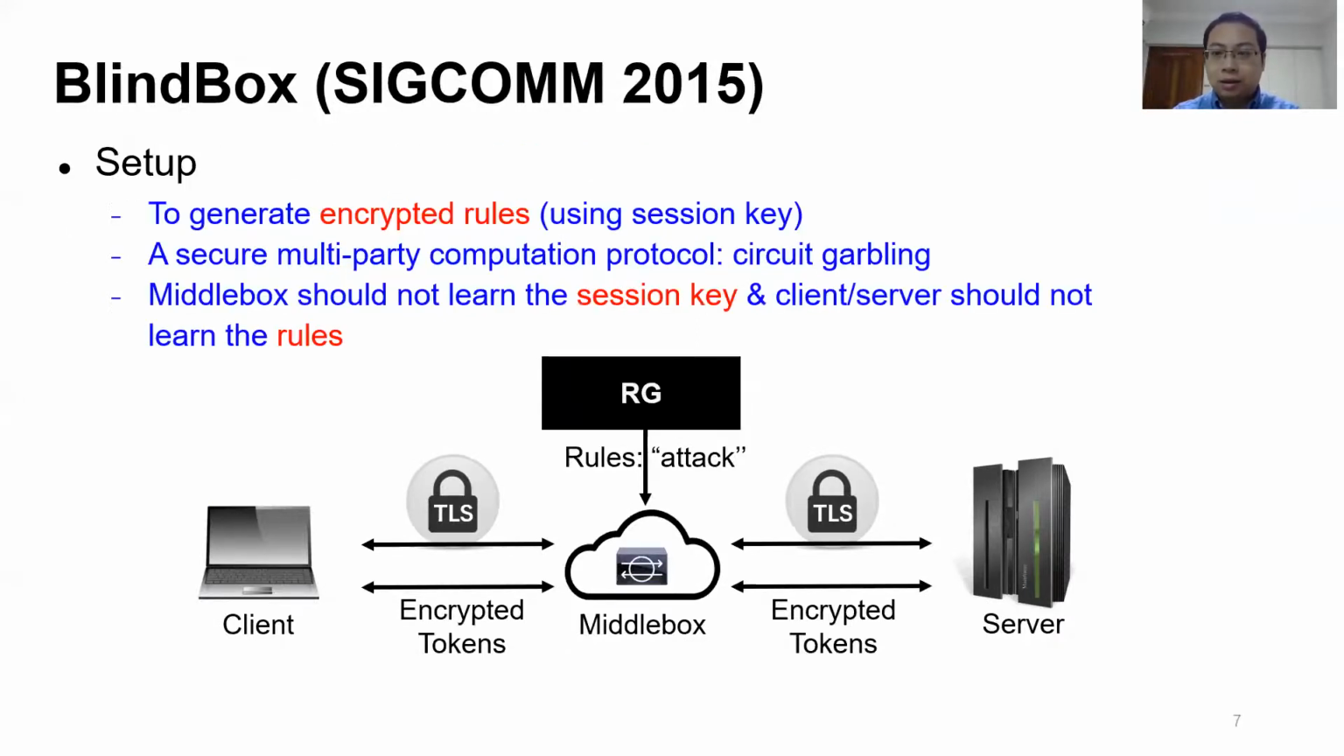BlindBox requires two phases to perform inspection of encrypted traffic. The first phase is called setup. The purpose of this phase is to generate the encrypted rules for every session, such that the Middlebox can use these encrypted rules for inspection. And because of using double circuit in this phase, it incurs significant computation and communication overheads. The security requirement here is that the Middlebox should not learn the session key, and the client or the server should not learn the rules.